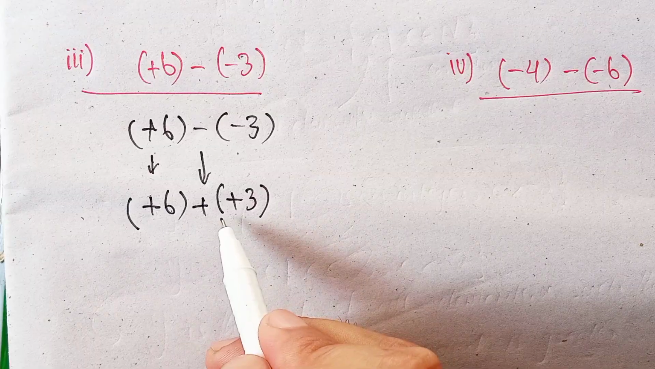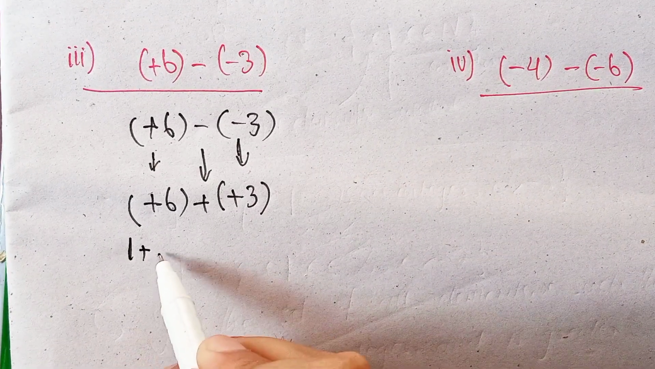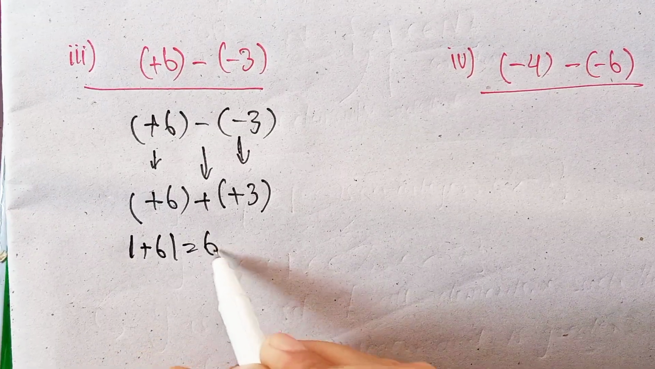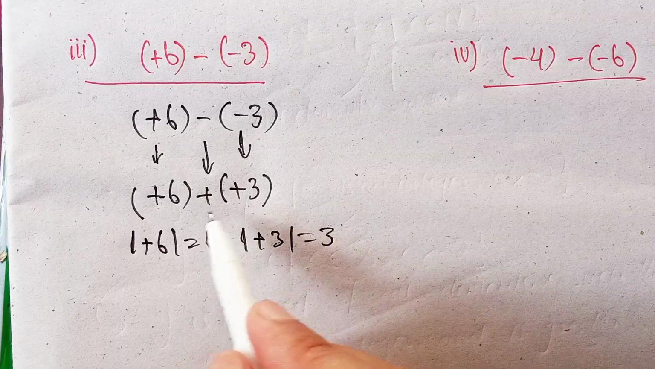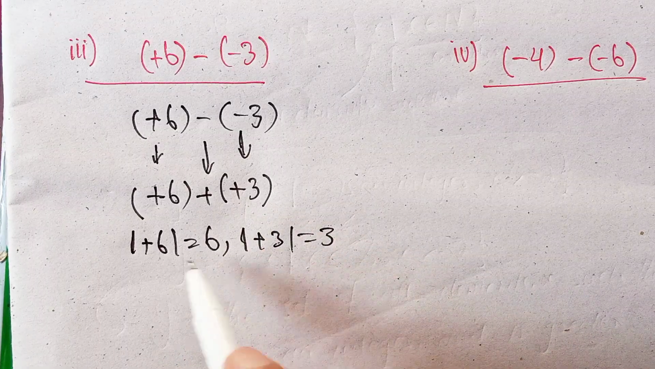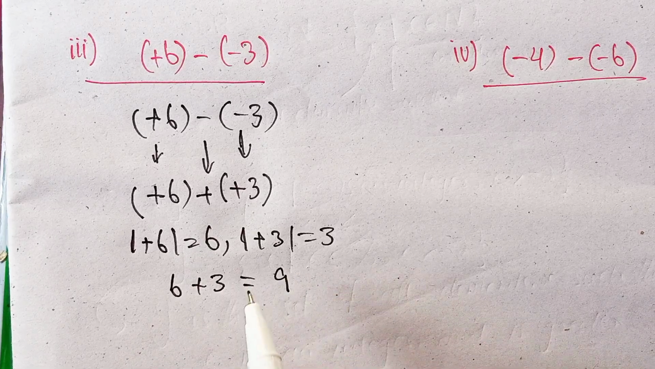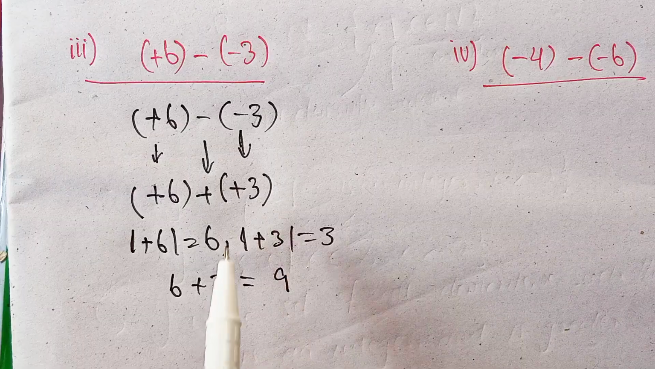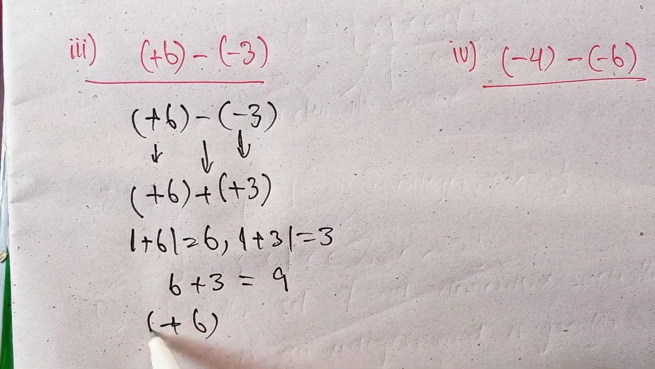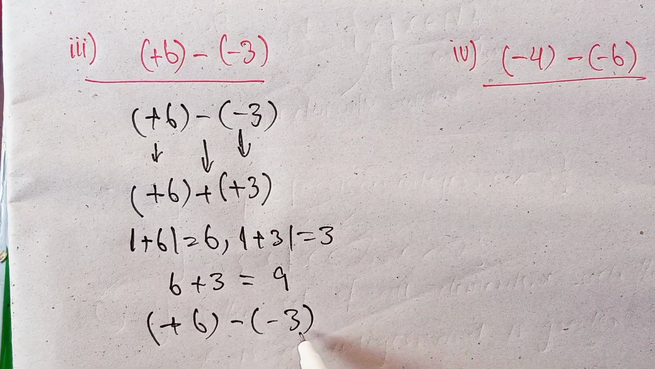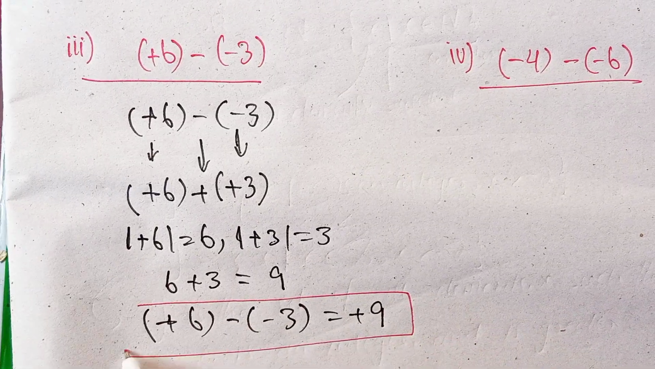Now we will add the two integers according to the rule of addition. So we will take the absolute values of the two integers. The absolute value of positive 6 is 6 and the absolute value of positive 3 is 3. Now as the two integers have the same sign, we will add the absolute values of the two integers. So 6 plus 3 equals 9. And the two integers have the same common positive sign, so we will put a positive sign before the final answer. So positive 6 minus negative 3 equals positive 9. This is our final answer.